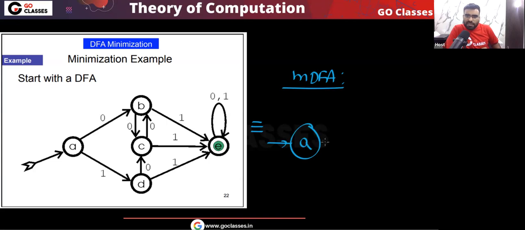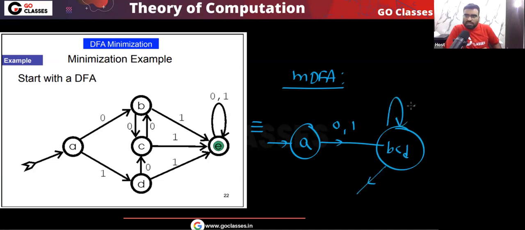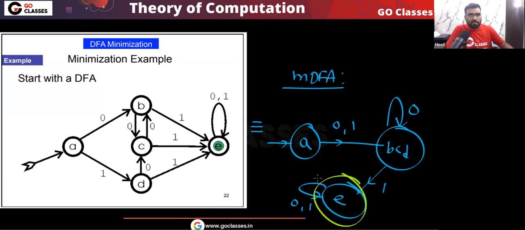Okay, there will be state A. On 0, 1, you will go to state BCD. On 0, there is a self loop. On 1, you are going to state E. Okay, that's it. Is this clear? Please tell me. This is the minimal DFA you will get.